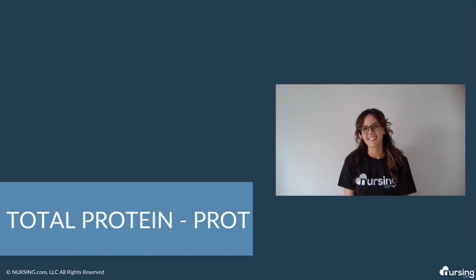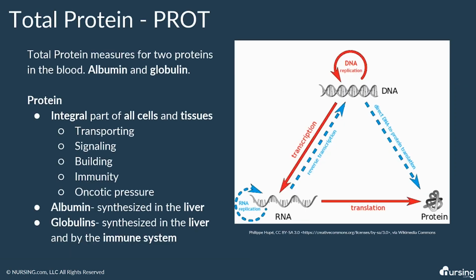Let's dive in. Total protein, abbreviated PROT, measures for two proteins in the blood, albumin and globulin. Protein, man, what an integral part of every cell and all the tissues in our bodies. Proteins are responsible for transport through the body, signaling, building, immunity, and even oncotic pressure, especially in the case of albumin. Albumin and globulins are both synthesized by the liver.